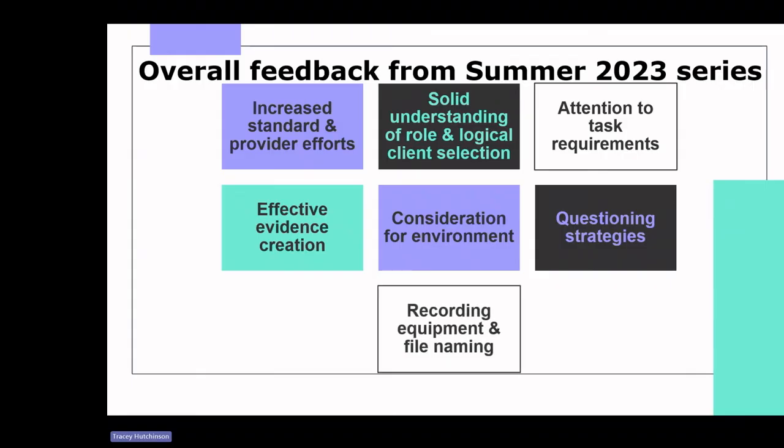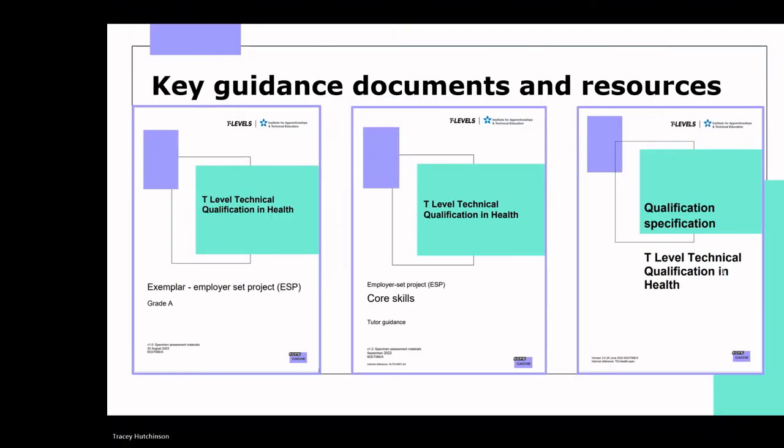Several examples show problems with recording equipment and incomplete evidence submissions. Providers were encouraged to name files accurately and use students' registered names for consistency. Timely submission and open communication with NCFE were emphasised. In summary, the Health Core ESP showcased improvements in student performance and provider efforts. Students demonstrated a clear understanding of their role and logical client selection. Attention to task requirements, effective evidence creation, suitable environments for audiovisual tasks, thoughtful questions, and accurate evidence submission were all essential for successful completion of the ESP.